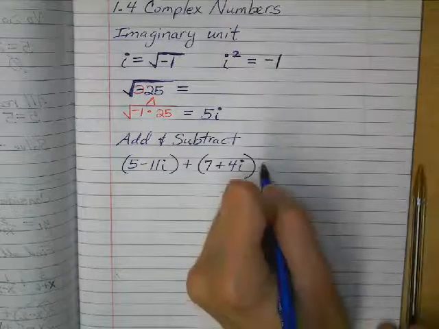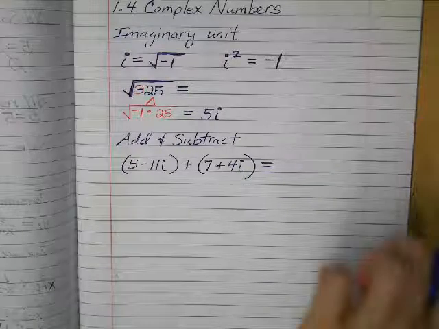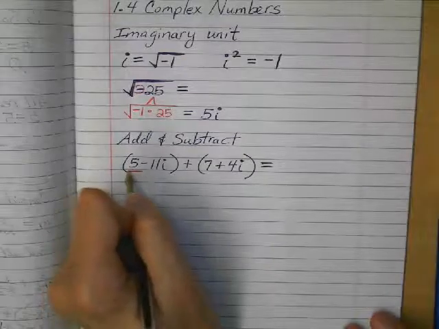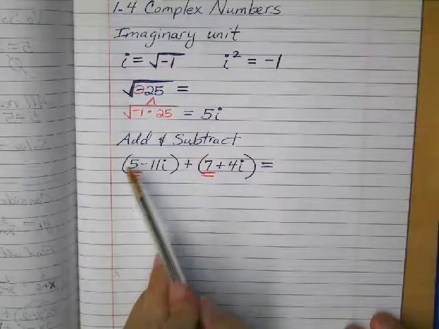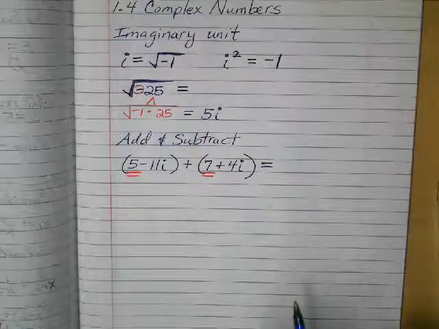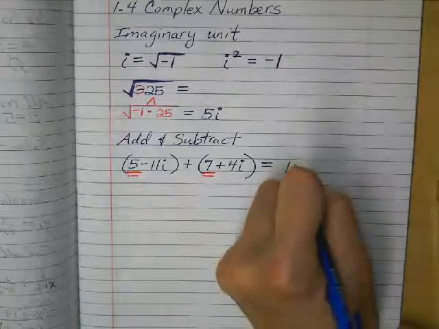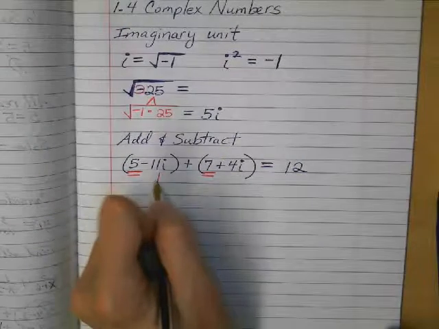So do you see some real numbers that you can add up? Yeah, just the normal numbers, 5 right here, 5 and 7. So you just do 5 plus 7. What's that? 12. Okay, that's easy. And then I'll just put an arrow pointing at them.